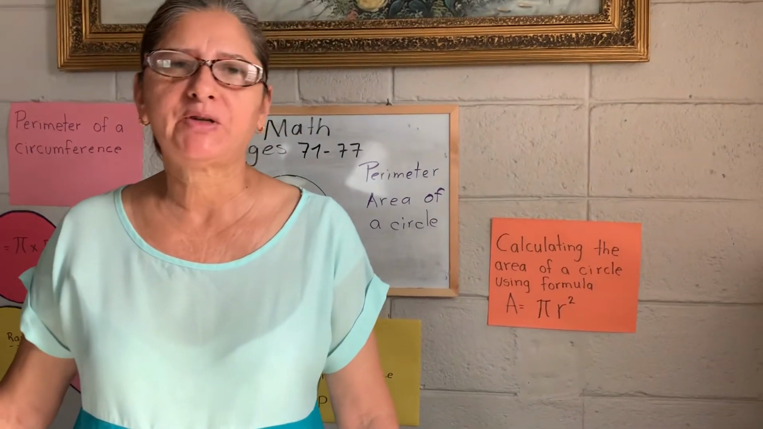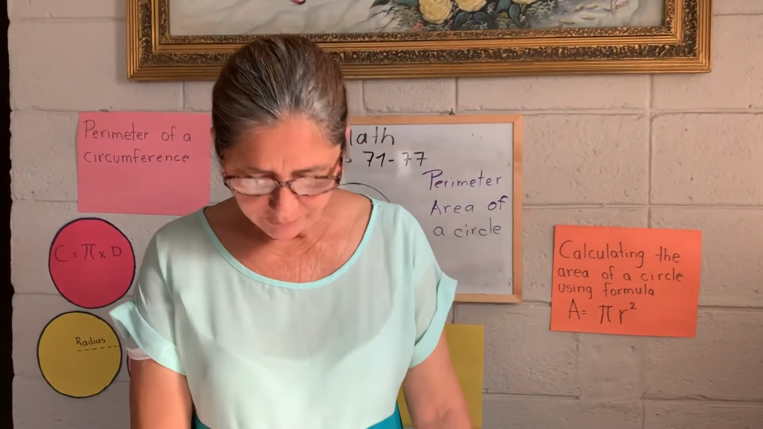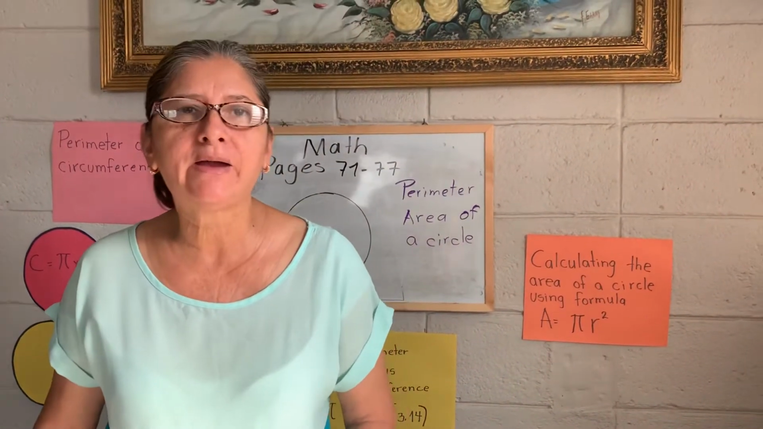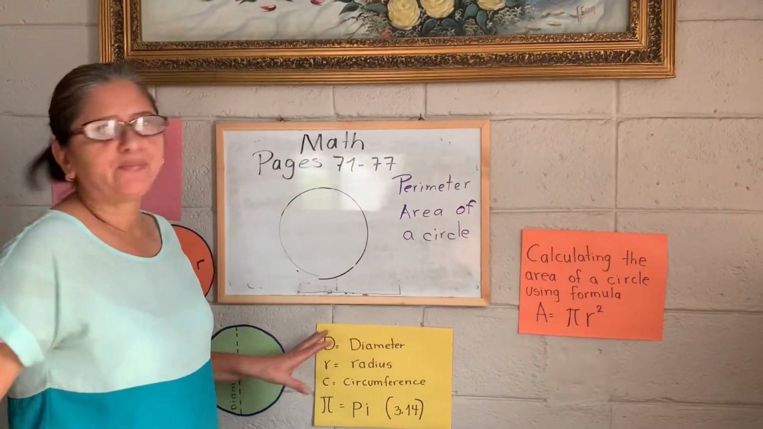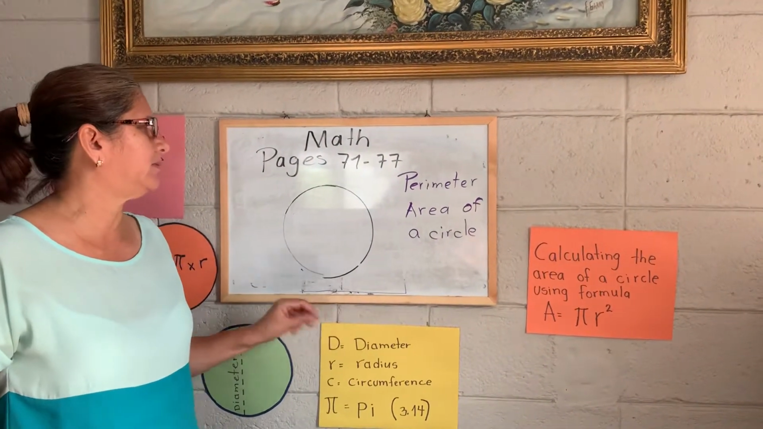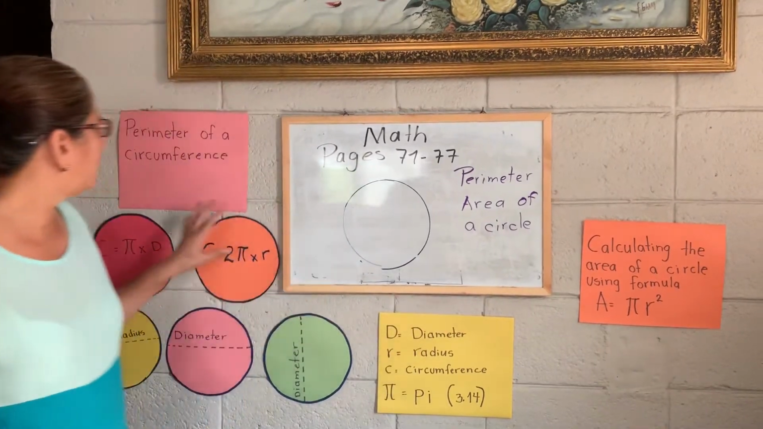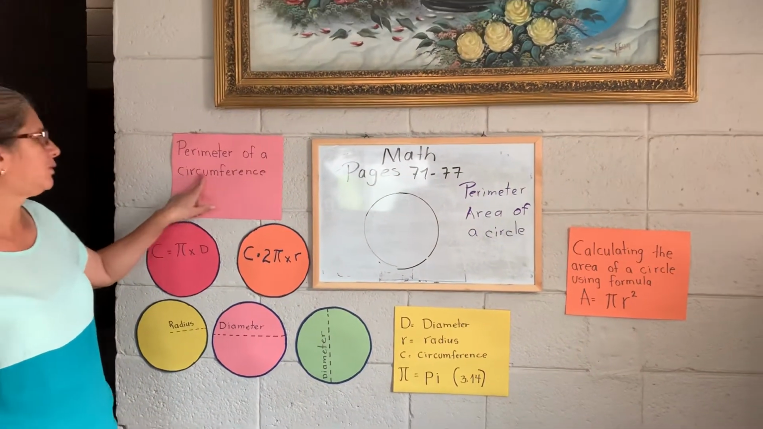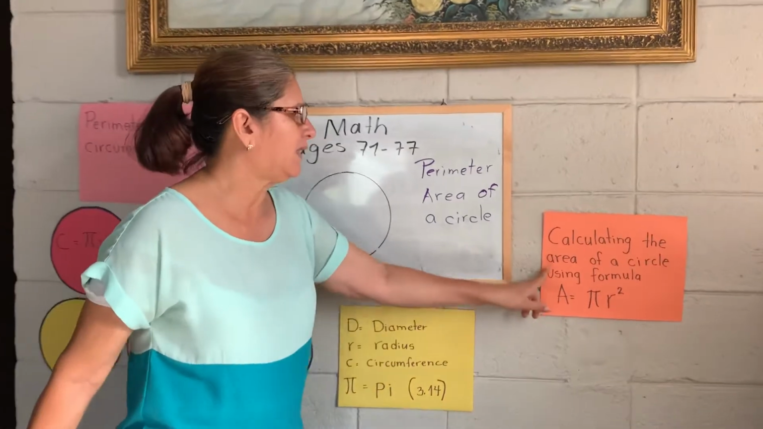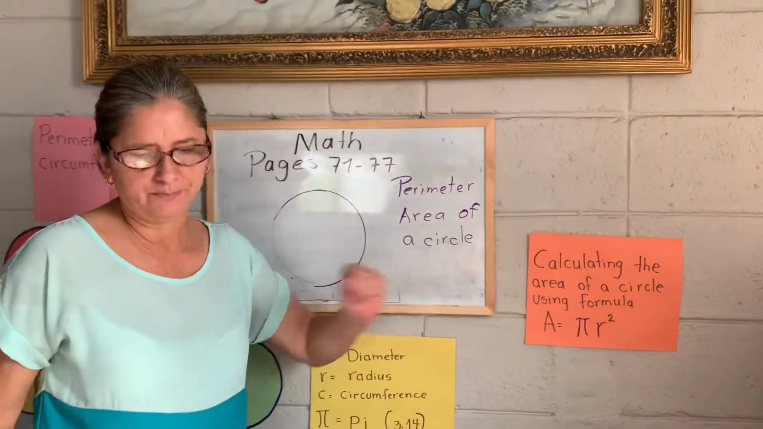Today we have a special class about the area of the circle. The objective of this class is that you are going to learn how to calculate the perimeter of a circumference and the area of a circle. Okay.